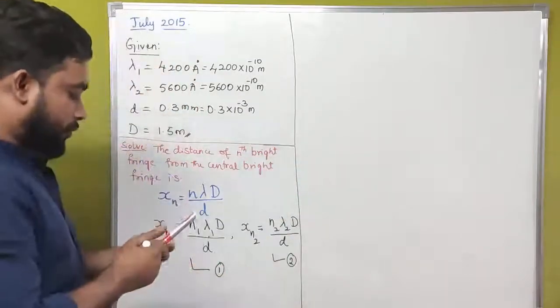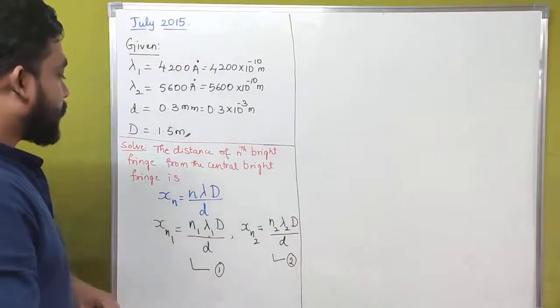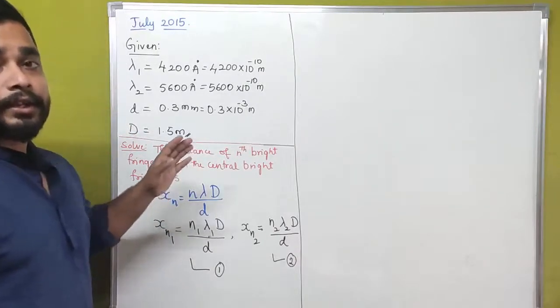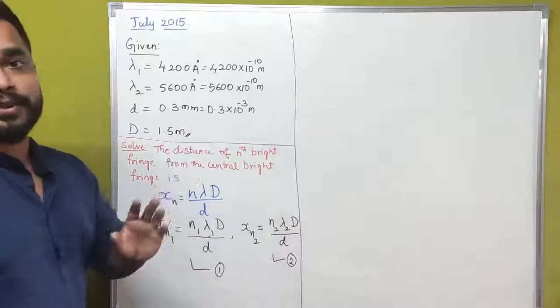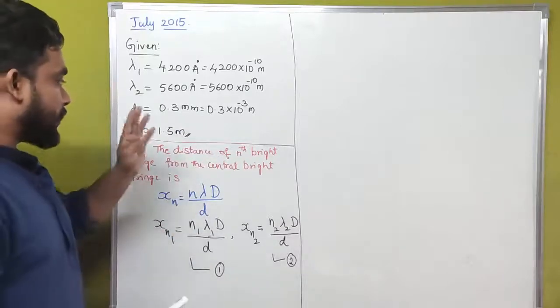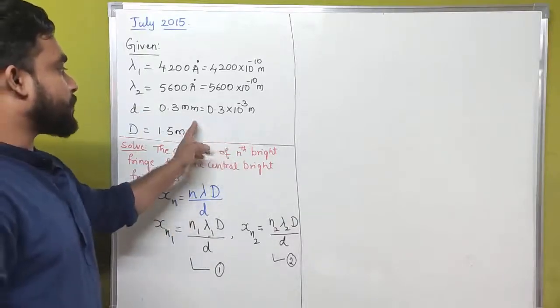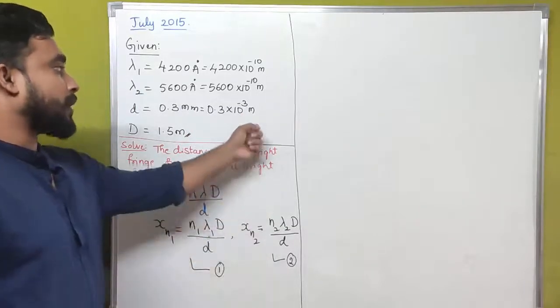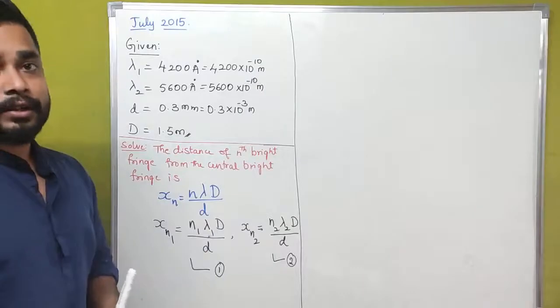Now what we are calculating is the value of the nth bright fringe from the central fringe. The exact nth bright fringe from the central fringe. Here also we have the exact bright fringe from the central fringe.